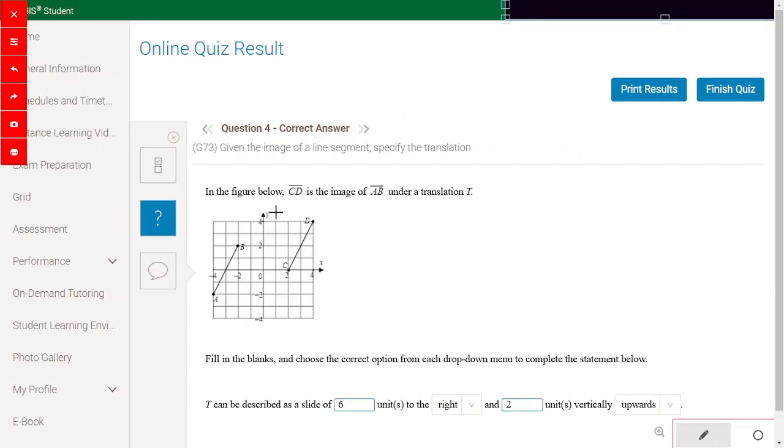Question number 4. In the figure below, CD, this is line CD, is the image of AB under translation T. Okay, let's analyze this figure. Here it is saying CD is the image of AB, so that means point C is the image of point A, right? So what are the coordinates of point A here?